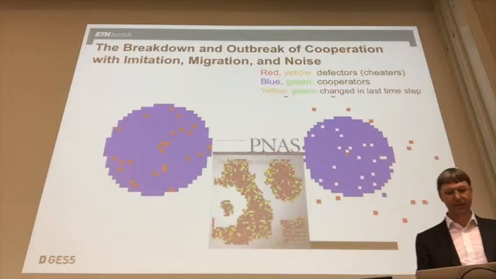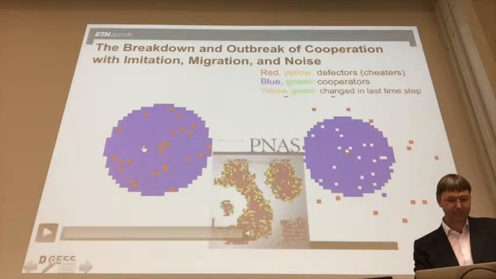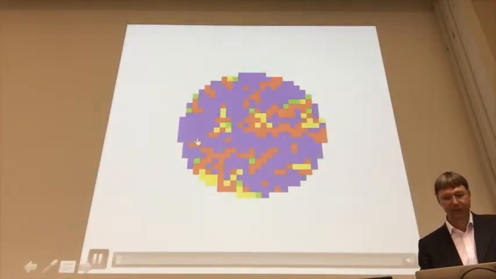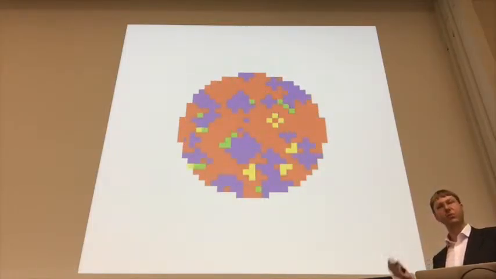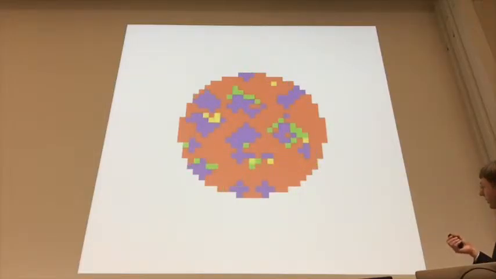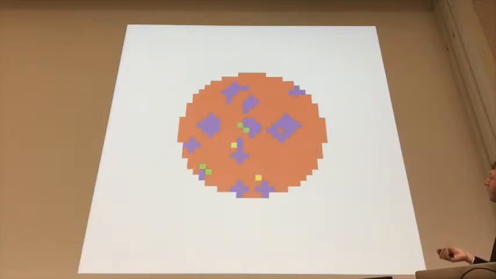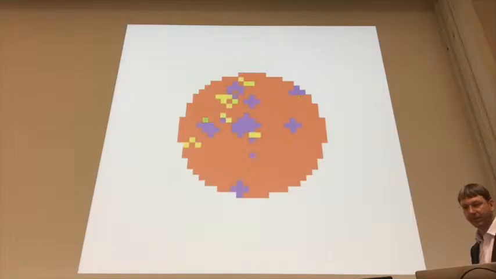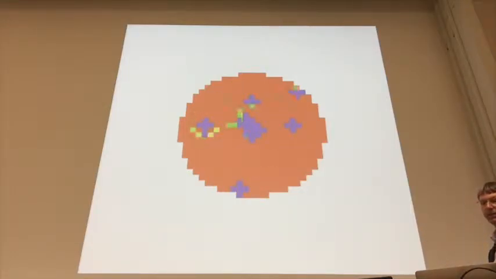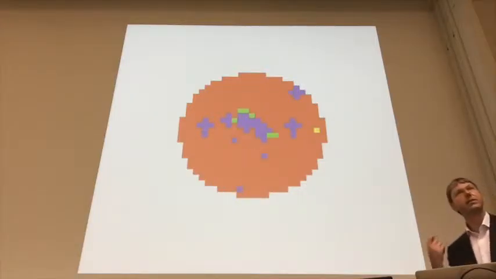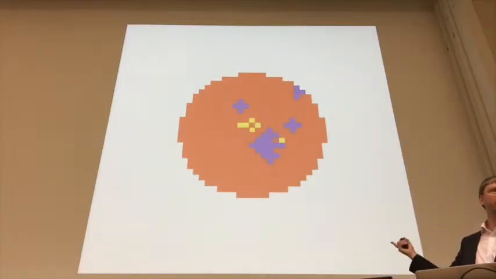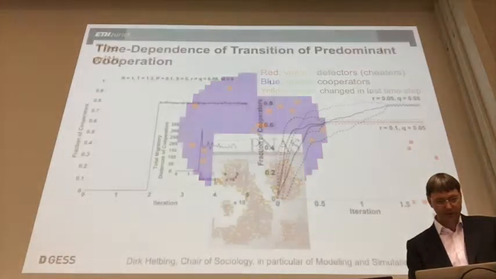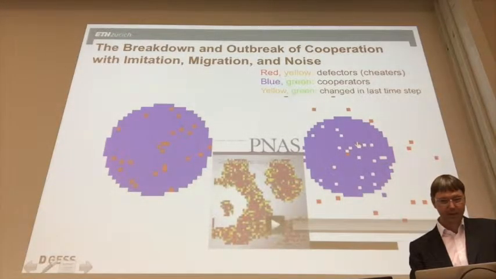So we've been looking into different kinds of noises. One kind of noise is kind of random flipping of behavior. So in a certain percentage of cases, people would do something just the opposite of what the model of May and Nowak would actually imply. And as you can see over here, starting with almost everyone cooperating, we end up with almost everyone defecting. So noise is very destructive for cooperation in this setting. But here we just have imitation plus noise, no migration, okay? So let's look into a different scenario, which is migration and noise.